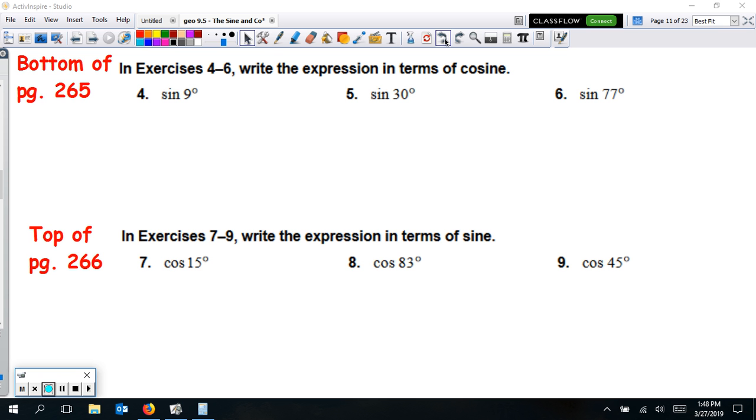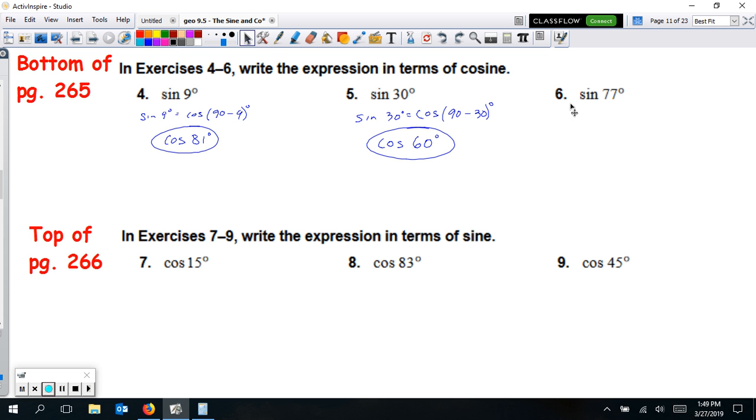So we're going to say, okay, the sine of 9 degrees, that's the same thing as saying the cosine of 90 minus 9, because A is 9 degrees, what we're talking about here. And so 90 minus 9 would just be 81. So it's the same thing as saying cosine of 81. So you can just see these are complementary. 9 degrees and 81 degrees add up to 90 degrees. Sine of 30 degrees is going to be 90 minus 30. So cosine of 90 minus 30 would be the cosine of 60 degrees.